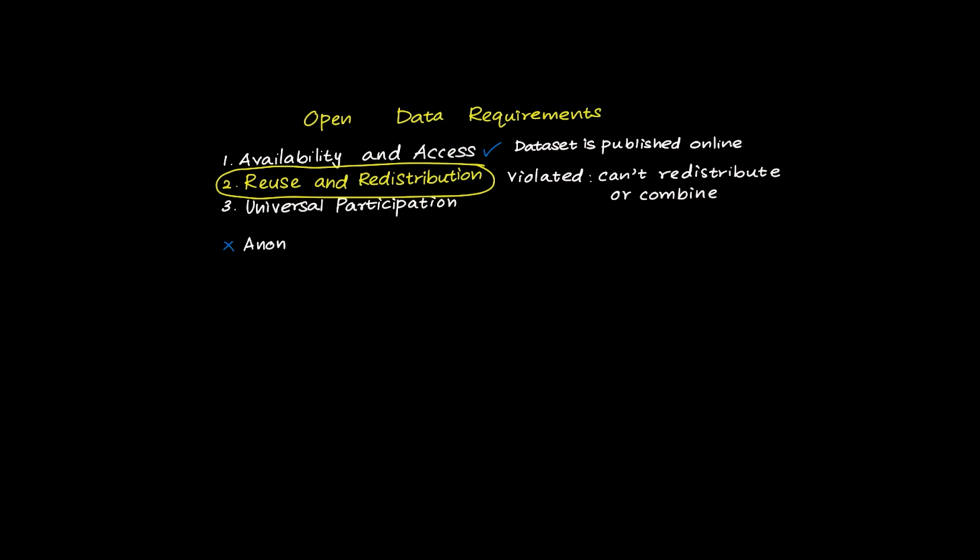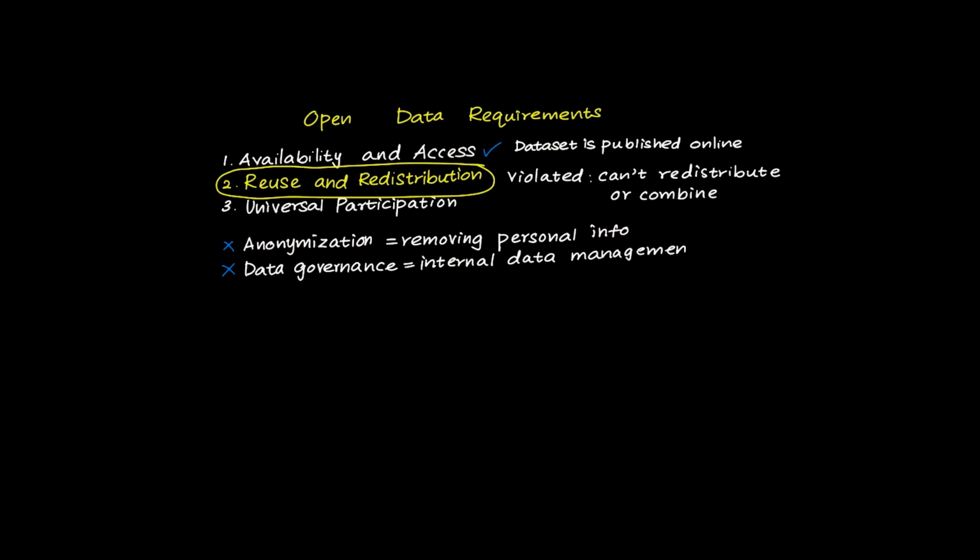Data anonymization is about removing personal identifiers, which is unrelated to redistribution rights. Data governance is about internal management of a company's data assets, not about public sharing restrictions on open data.